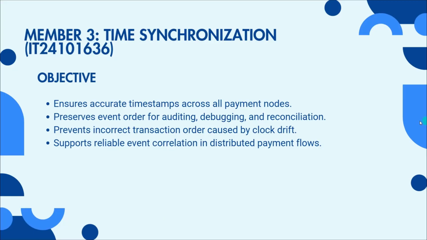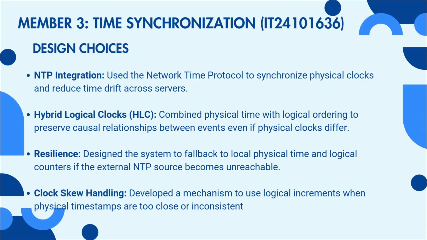Design choices. To achieve this, I use NTP-style synchronization to reduce clock drift between nodes, and a hybrid logical clock, or HLC, to preserve event ordering. Physical time alone is not enough in a distributed system, so HLC adds logical ordering on top of the physical time. I also included fallback support so the system can continue working if external synchronization is temporarily unavailable.